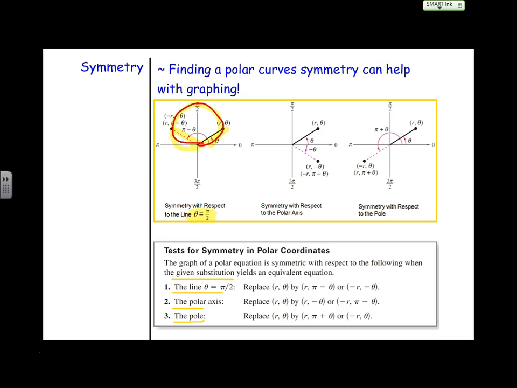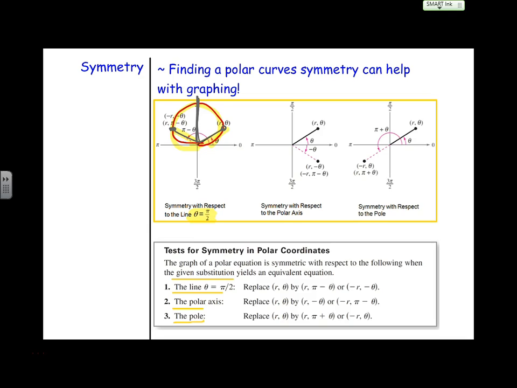So instead of calling it y-axis symmetry, that's rectangular. In polar, we're going to say it has pi over 2 symmetry. Does that make sense? Pi over 2 is that line, that vertical line. So the wording just changes a little bit. So if you have something on the right and on the left, you're going to have pi over 2 symmetry.